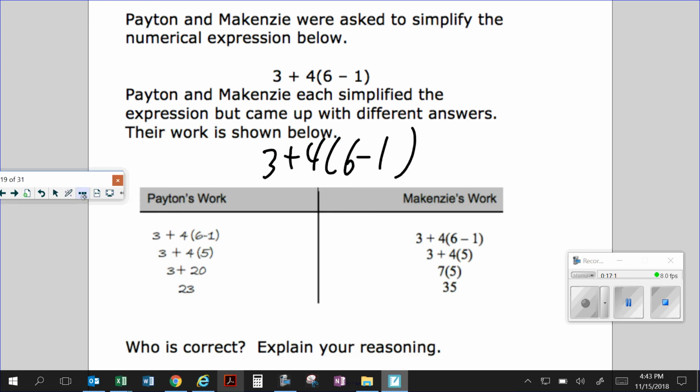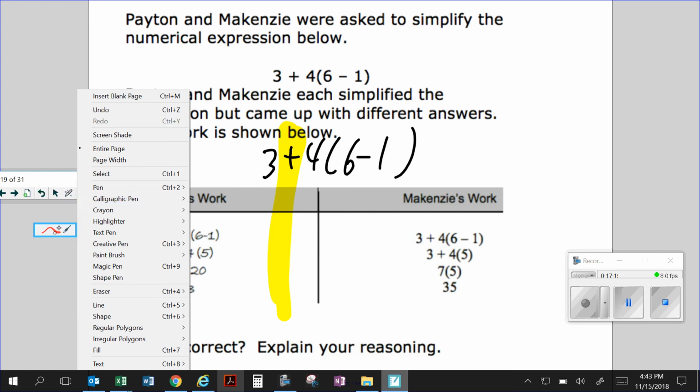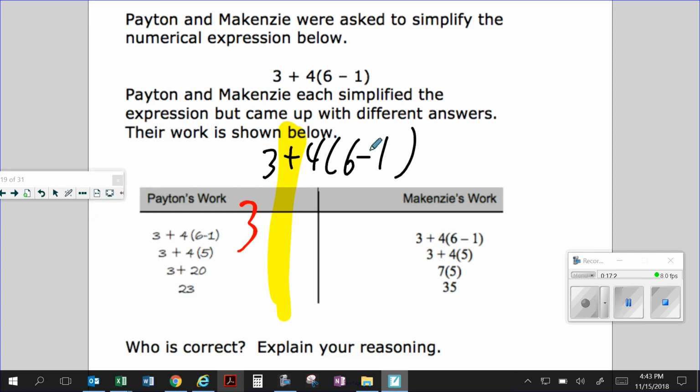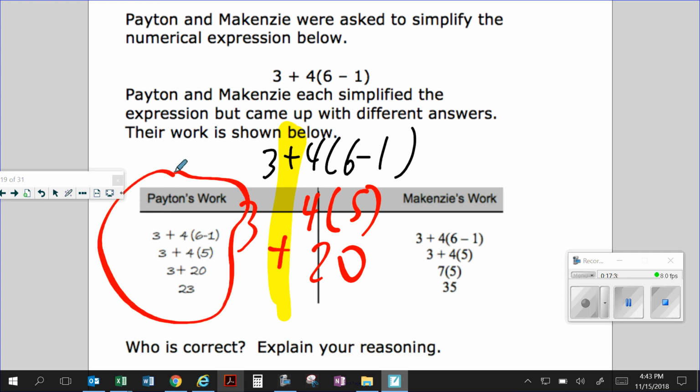So I'm going to get my highlighter and highlight the operators right there. Don't highlight that one. That's an inside grouping symbol. So let me get a different pen color. The left term is 3. The right term, 4 groups of 5? 4 groups of 5 is 20. So what do they want you to do with the left term and right term? Combine them. Oh, Peyton is correct.